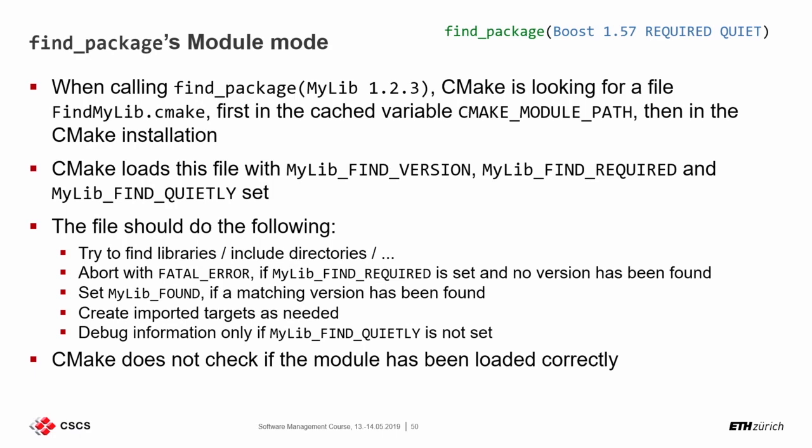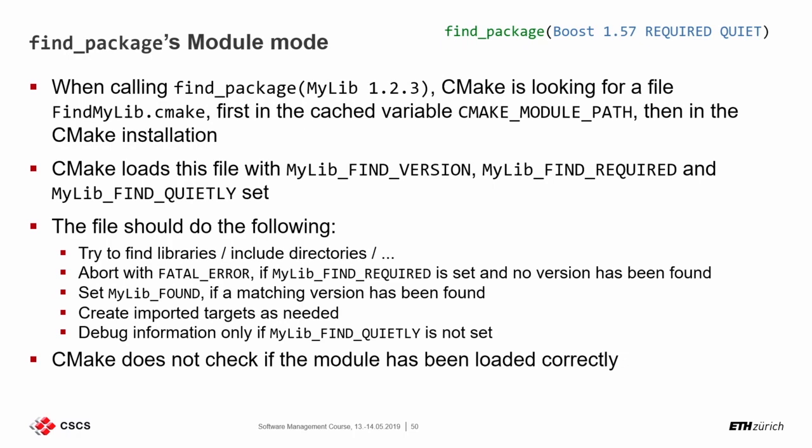The file will try to find our libraries. So we have FindBoost, and it tries to find where Boost is. Is it installed in /usr/lib, is it installed wherever? It will abort if REQUIRED was passed to find_package. It will say if it's found or not, and most importantly, it will create the targets. So FindBoost will create Boost::program_options, and this is what it needs to do. This is really the most important thing.